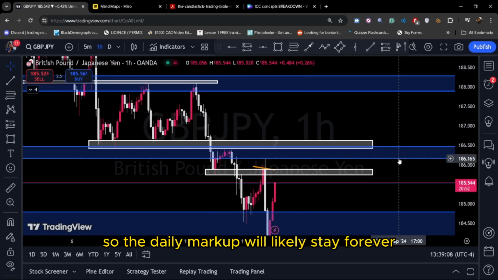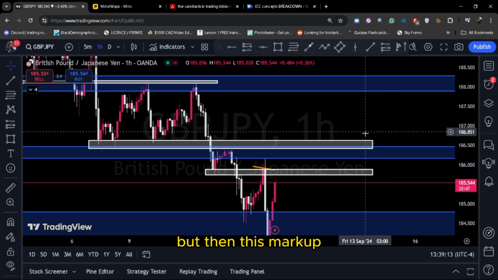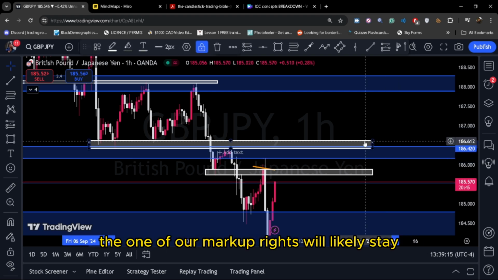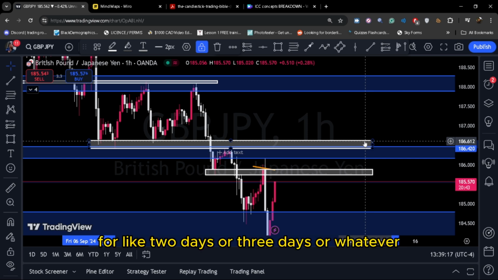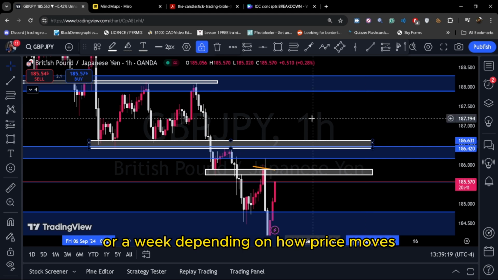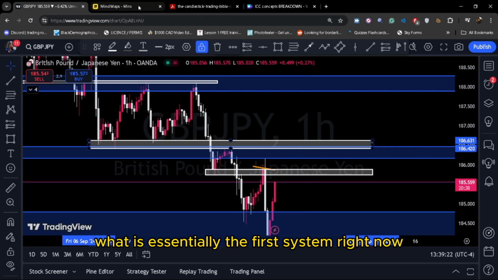So the daily markup will likely stay forever, or will stay for maybe a month or so, but then the 1 hour markup, right, will likely stay for like 2 days or 3 days or whatever, or a week, depending on how price moves. But that's essentially the first system, right?